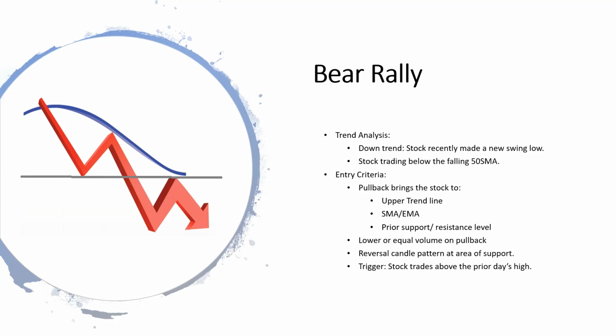So yeah, the rally brings the stock to an upper trend line or SMA, EMA, prior support or resistance. Like I said, you want lower to equal volume on the rally, and a reverse candle at the support area or the resistance level will be good, which would be right here.